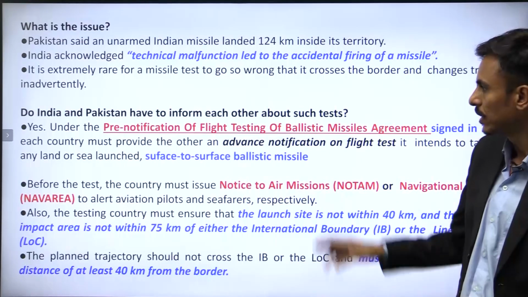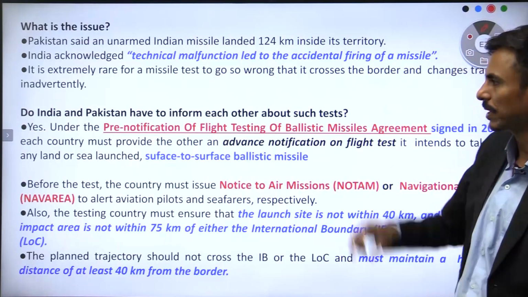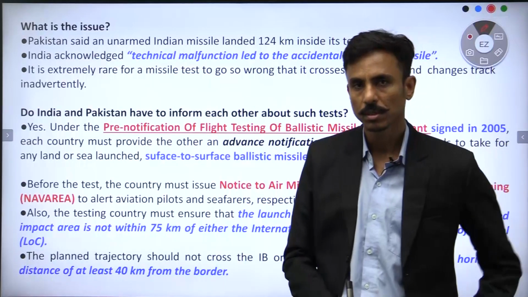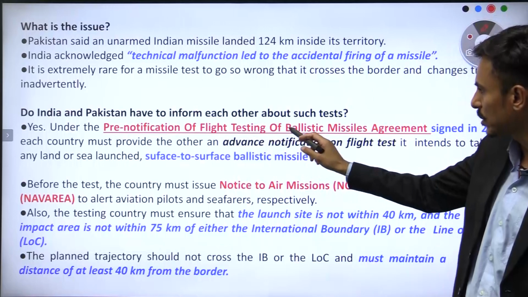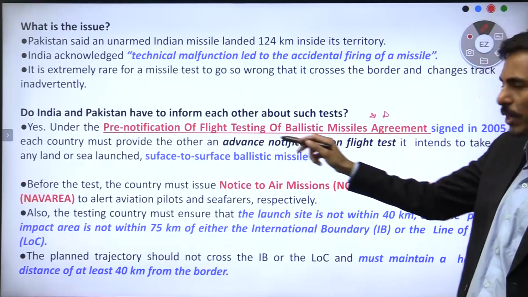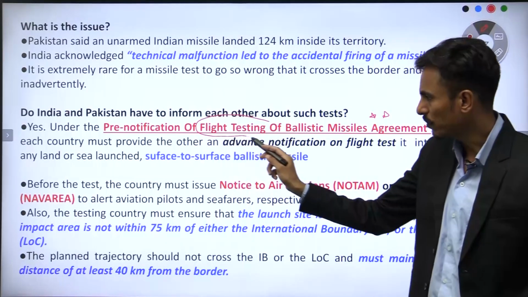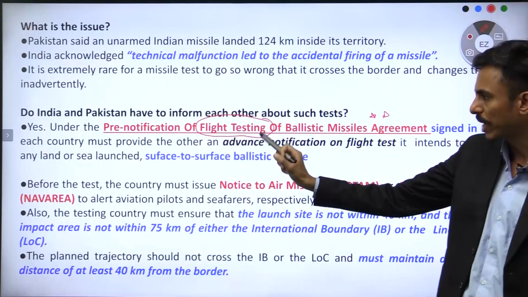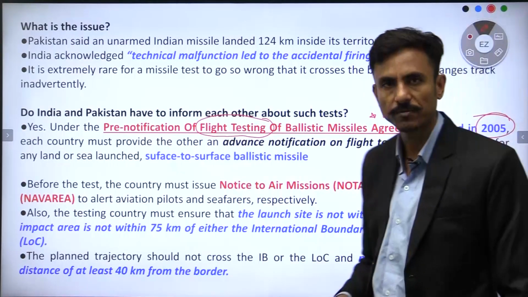Yes. For any test which is being conducted on either of the country's soil, it has to be informed by both India and Pakistan, right? Under a pre-notification of flight testing of ballistic missiles agreement, right? So this is an agreement, pre-notification of flight testing. That means notifying the country prior to the testing of the flight, right? So the pre-notification of flight testing of ballistic missiles agreement was signed in the year 2005, right?